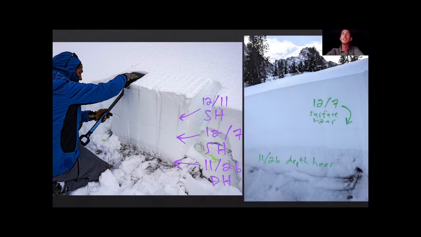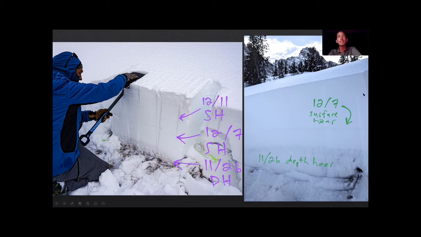And traveling north into the Sawtooth, we've got a pretty similar snowpack. This photo is taken a little bit earlier because the 12/11 surface hoar is here on the surface in this photo, but the depth hoar is obvious in both.